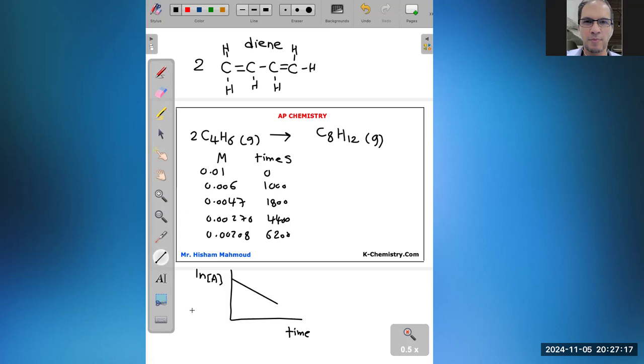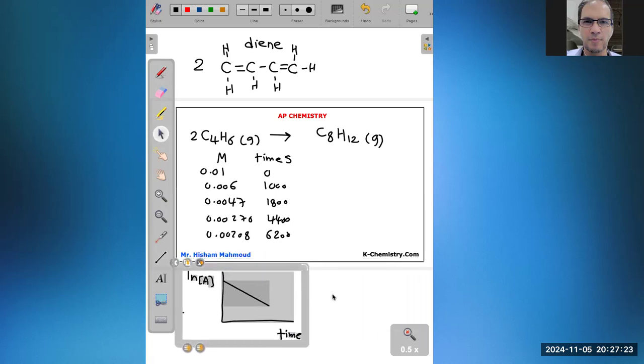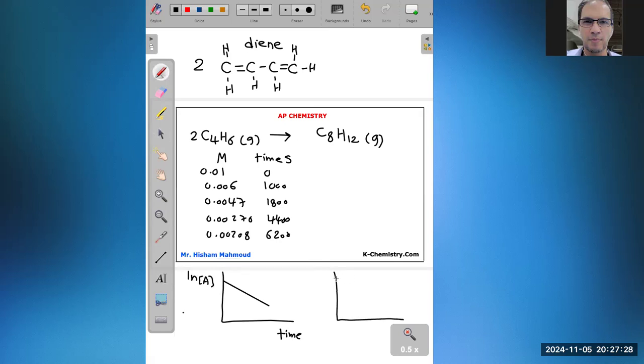It's first order. If the curve, instead of a straight line like that, is not a straight line, it's just doing like that, then it's going to be a second order.